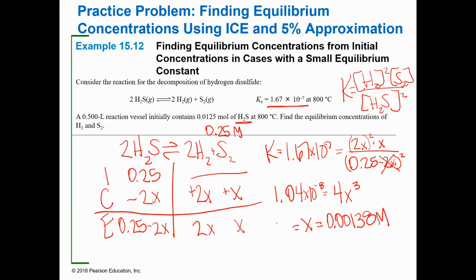This is the concentration of S2, not of H2S. H2S is 2 of those. Also, don't forget your units when you're doing concentration. If it asks for concentration, it's molarity. If it asks for pressure, in this chapter, it's going to be atmospheres. So just make sure you know what it's asking for.